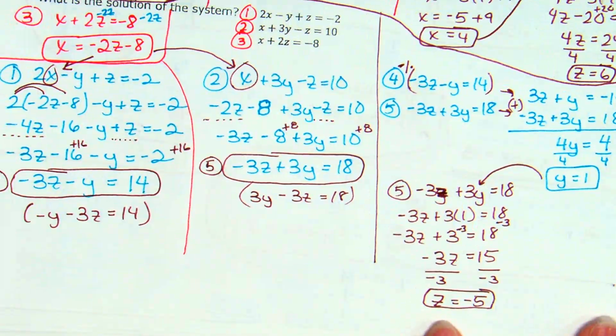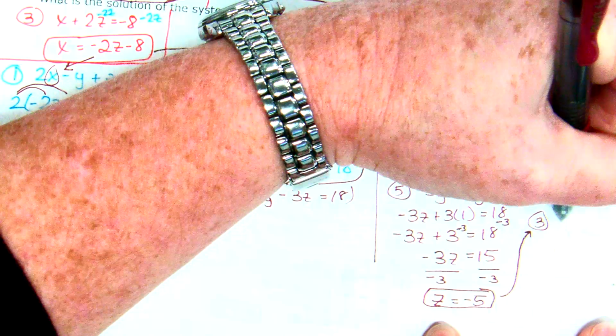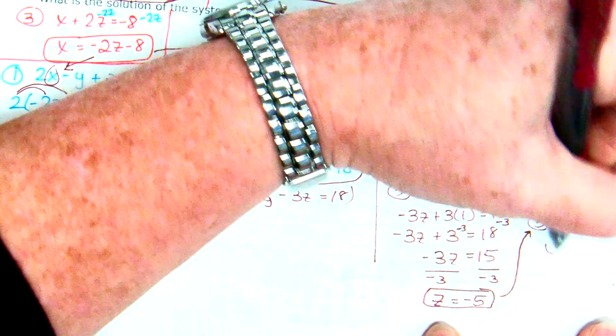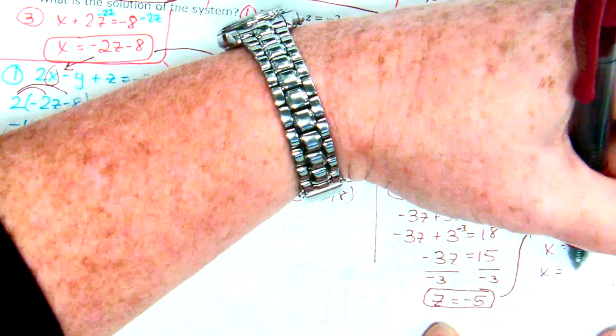I don't know about you guys, but I like number 3. Even better yet, I like the solved version of number 3. Did you see that one? So I would use the x equals negative 2z minus 8 version. So x equals negative 2 times negative 5 minus 8. Negative 2 times negative 5 is 10, and 10 minus 8 is 2.